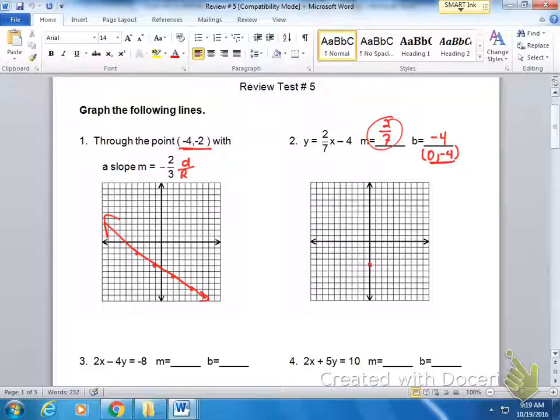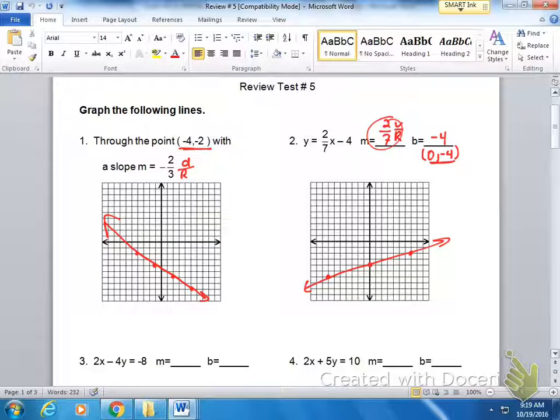So 0, -4. And since it's positive, I'm going to go up and to the right. So up 2, right 1, 2, 3, 4, 5, 6, 7. Now obviously I can't put another point in that direction, but I can in the opposite by going down and to the left. So it's going to be down 2, 1, 2, 3, 4, 5, 6, 7. And there's your line. So far, guys, that's really not that bad.